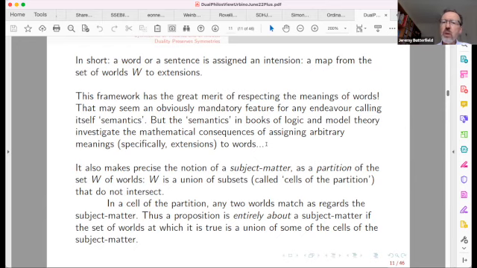Anyway, in this framework, we've got a natural understanding of what is a subject matter. Namely, it is a partition in the mathematician's sense of the set of worlds. That is a division of the set capital W into mutually exclusive and jointly exhaustive sets. So W is a union of subsets that do not intersect. Those subsets are called the cells of the partition. Why is a partition a good way of thinking of a subject matter?